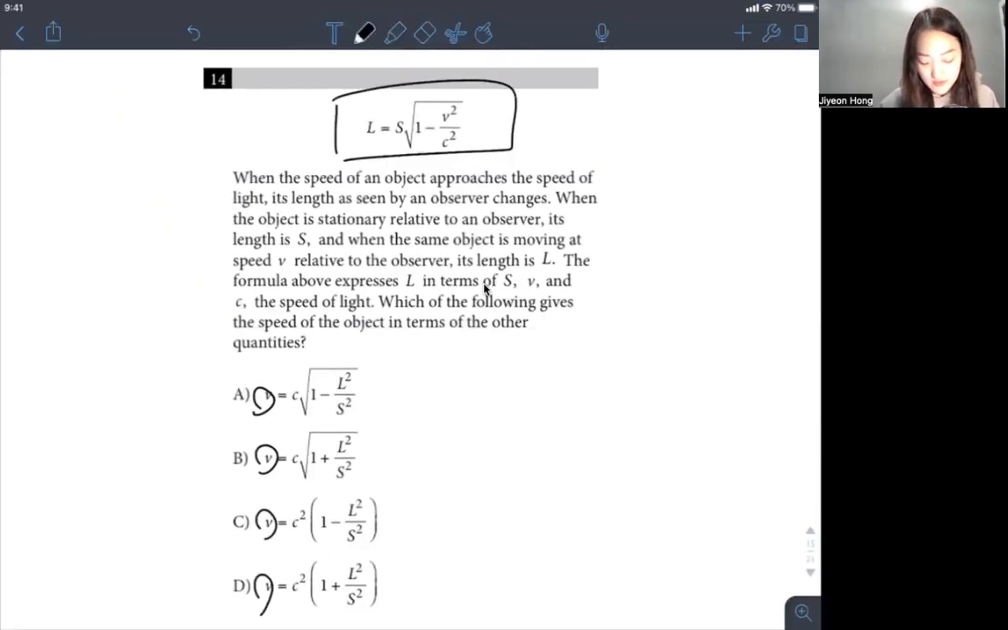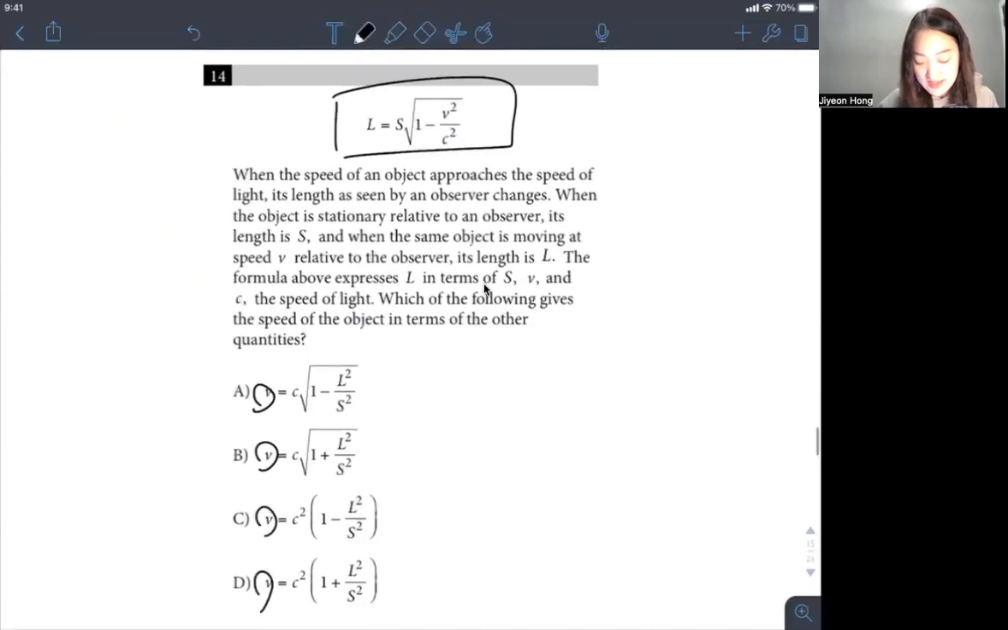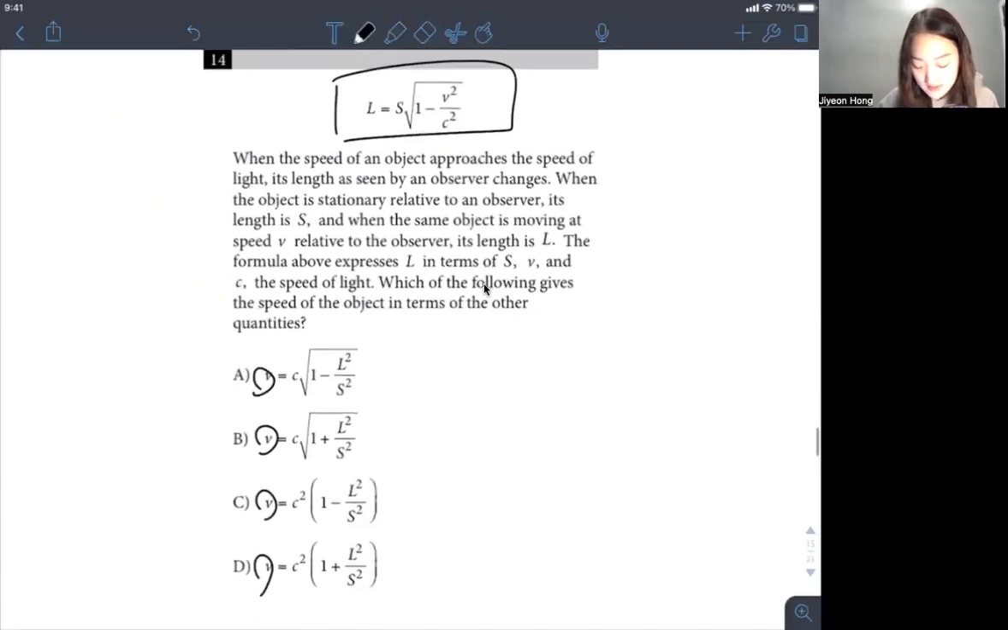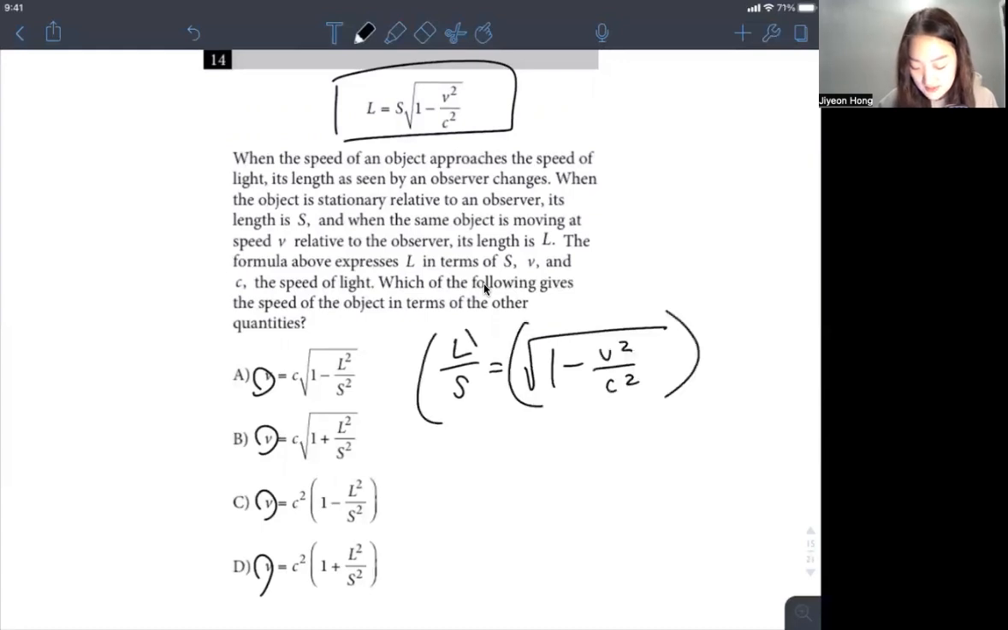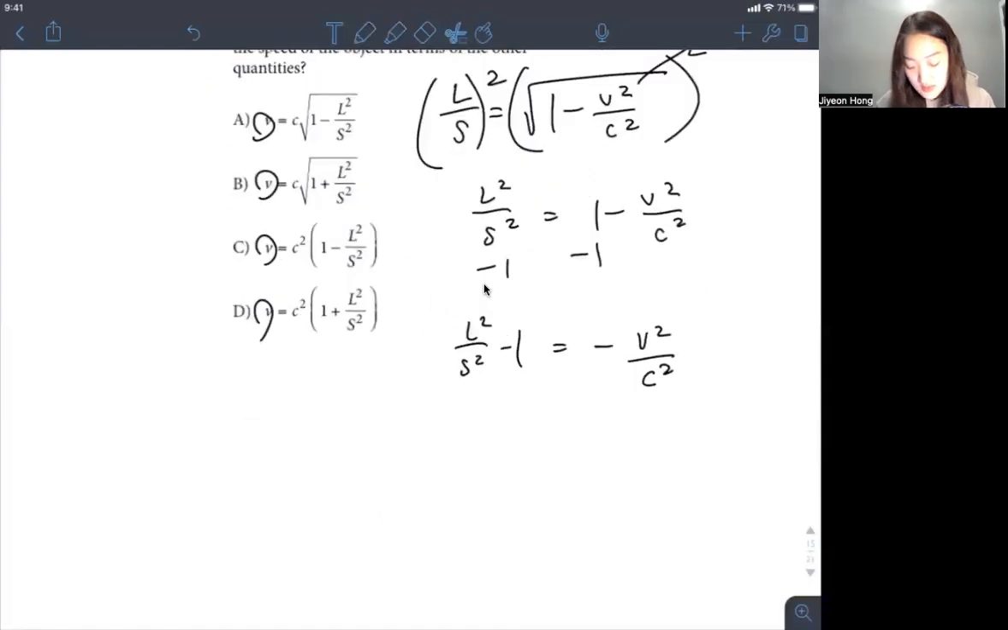So I'm going to solve for this variable instead. I'm going to divide by S on both sides first. So L divided by S is equal to the square root of 1 minus V squared over C squared. Then I'm going to square both sides to get rid of the square root. And we get L squared over S squared is equal to 1 minus V squared over C squared. Next, we're going to subtract 1 on both sides. So we get L squared over S squared minus 1 equals negative V squared over C squared.